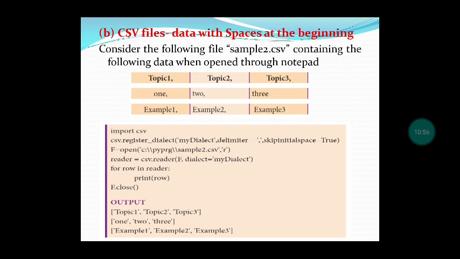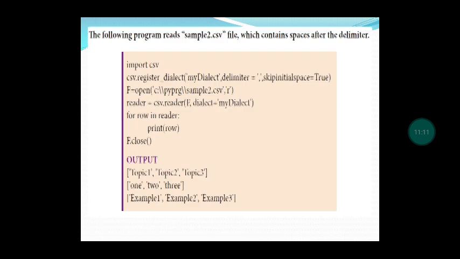And we are opening the CSV file, and we have given dialect equal to my dialect, and for row in reader, printing the row. So the output has been printed with the space. It has been given as an input. The next program is to explain that the file contains a space after the delimiter. The same thing which I already said, if we give skipinitialspace equal to True, the data will be printed without the space.